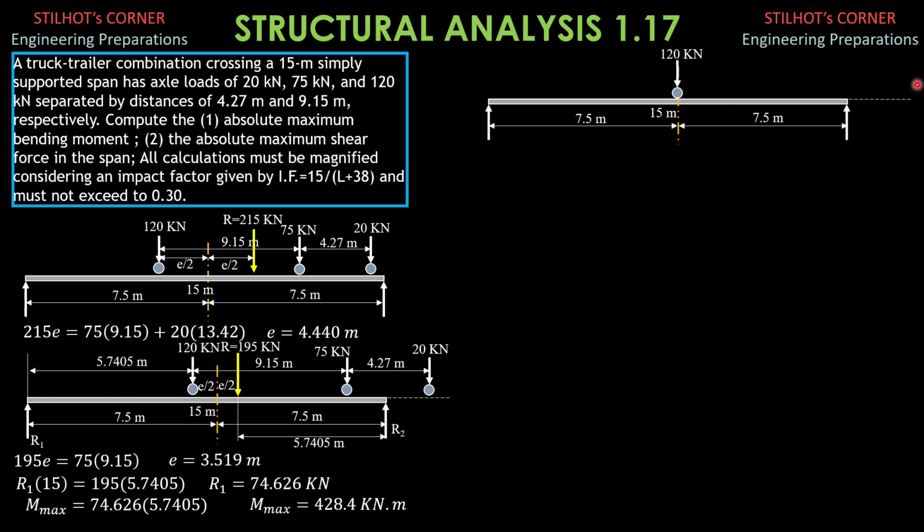Remember that the next load, the 75 kilonewton load, is 9.15 meters away, and that is greater than 7.5. So that's why both the 75 and 20 kilonewton loads will be off the span for this situation. So Mmax equals P L over 4, which is 120 times 15 over 4, and therefore it is equal to 450 kilonewton meters. Since this is greater than 428.4, this is the maximum moment.